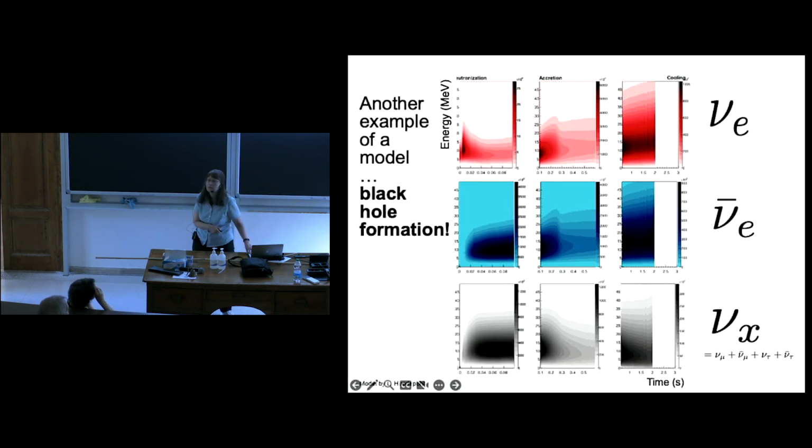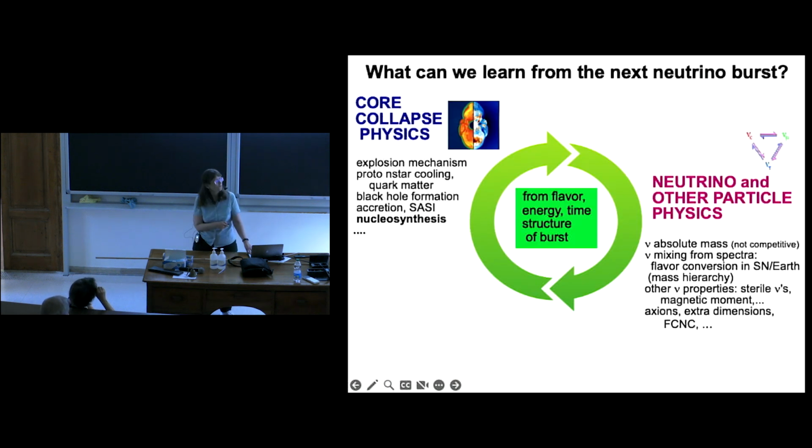And here's another example from the same model family where you actually see a lot of very exciting things happening right at the very end. There's a sharp cutoff due to a black hole formation. When a black hole forms, it tends to be a more energetic flux as well here. So this is what we're after. This is what we want to observe.